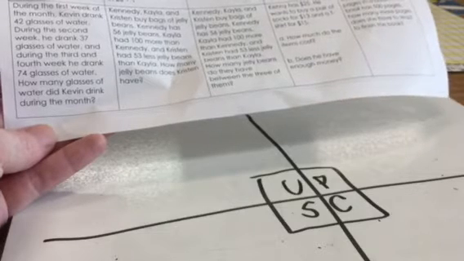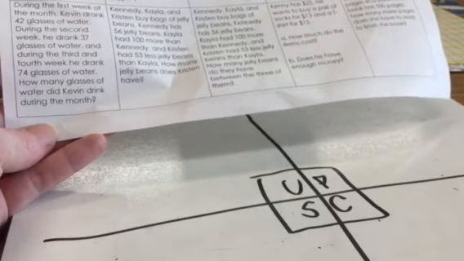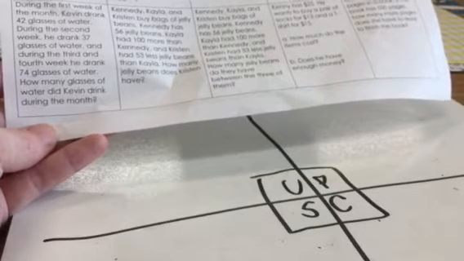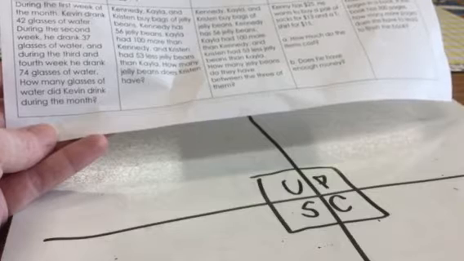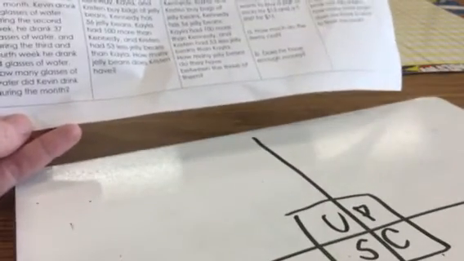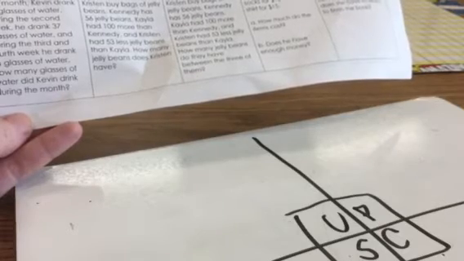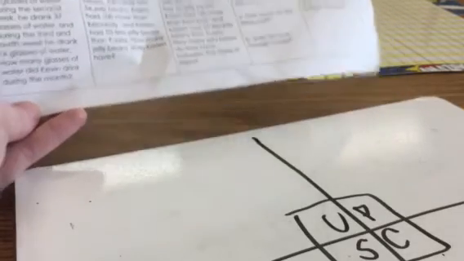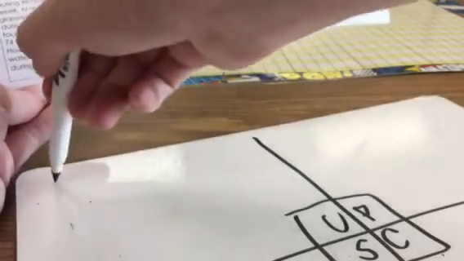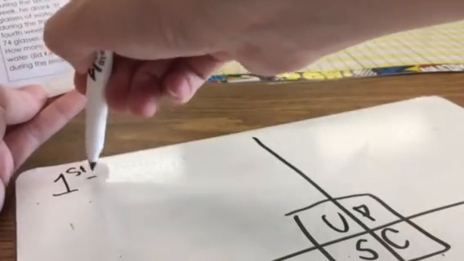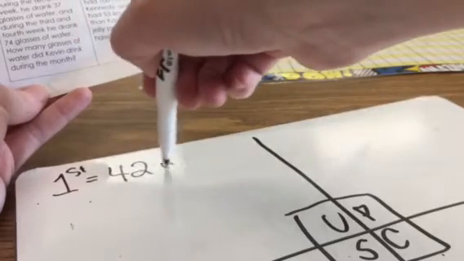During the first week of the month, Kevin drank 42 glasses of water. During the second week, he drank 37 glasses of water. And during the third and fourth week, he drank 74 glasses of water. How many glasses of water did Kevin drink during the month? So if we go sentence by sentence, we start at the beginning. During the first week of the month, Kevin drank 42 glasses of water. So we have a number in there. Usually numbers are important. So I'm going to say first week, he drank 42 glasses.